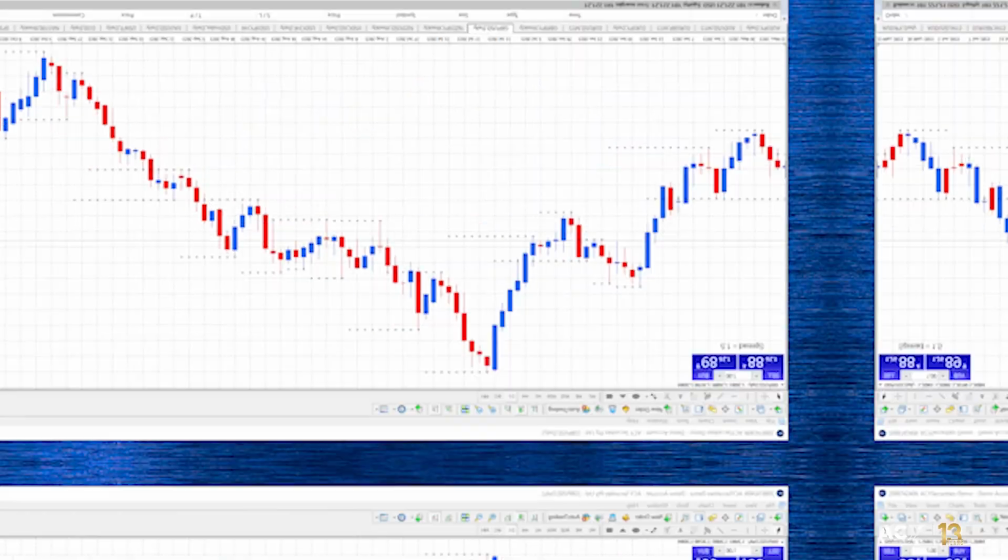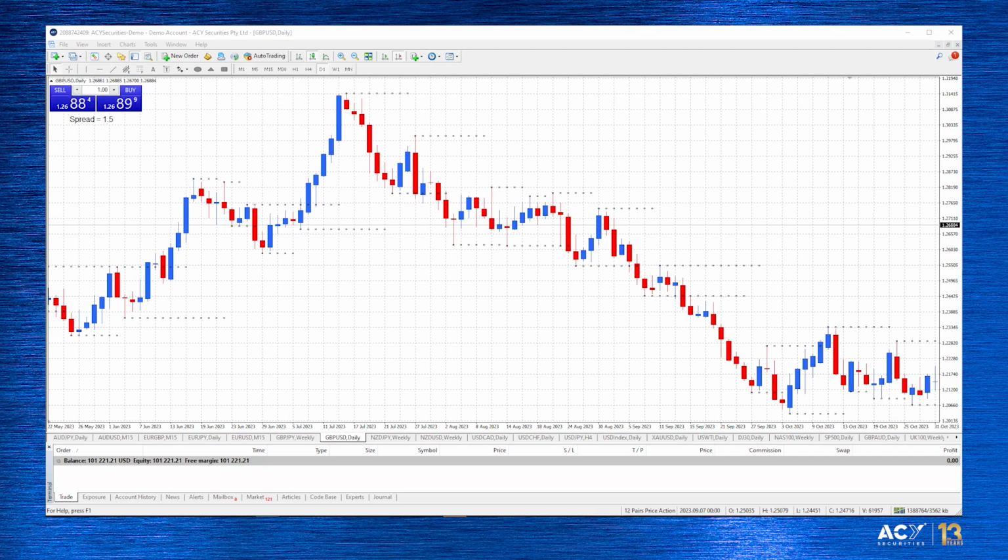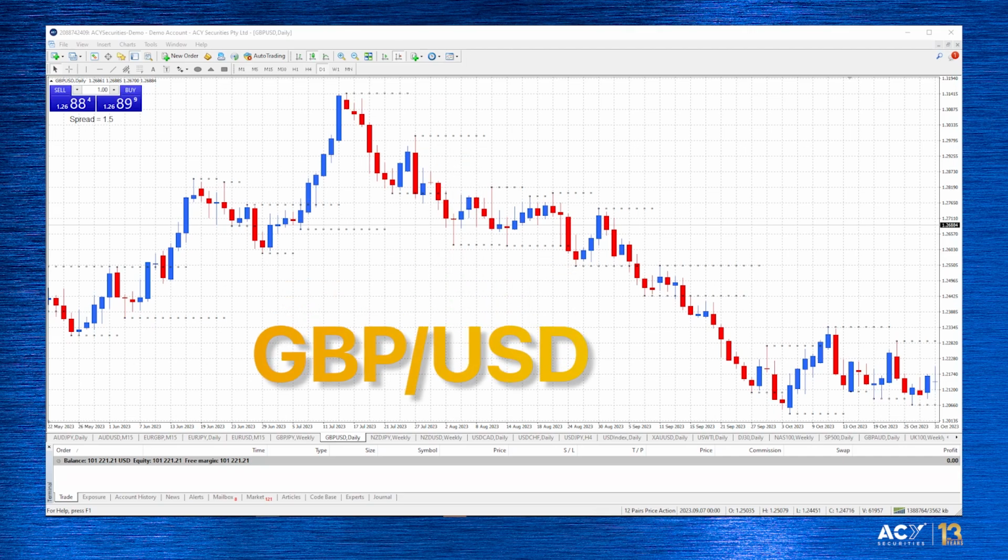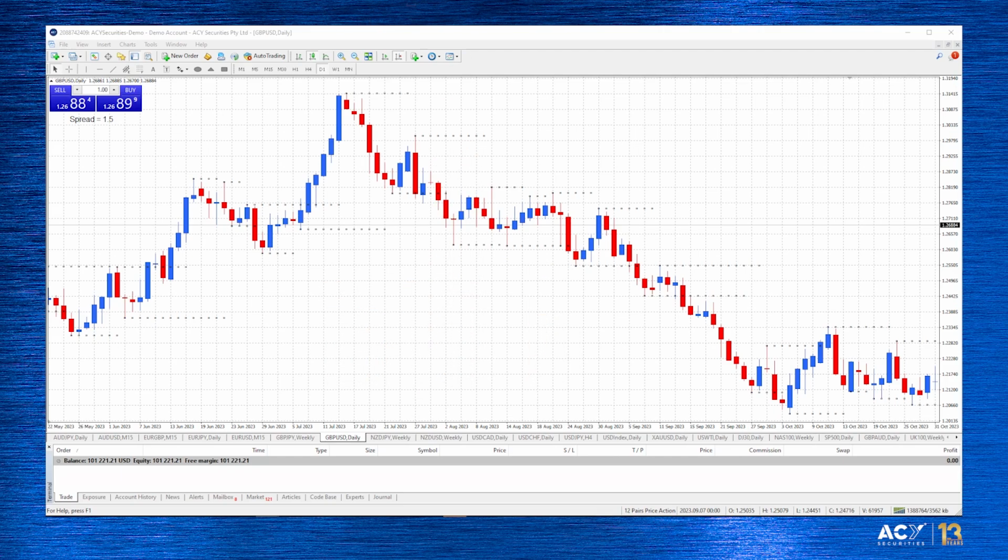So part 3, let's get in and have a look at the chart and explain how the Fib retracement level works. We'll do it on both the buy side and of course on the sell side. Starting off on the buy side, we're looking at a daily chart, so each candle represents 1 day, and we're looking at the cable, the pound versus the US dollar.